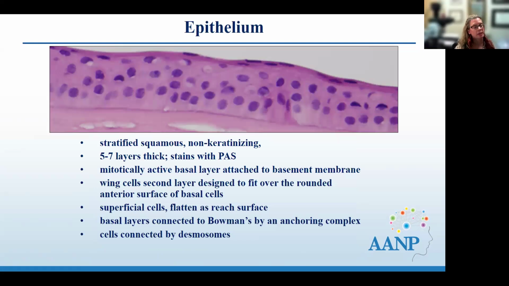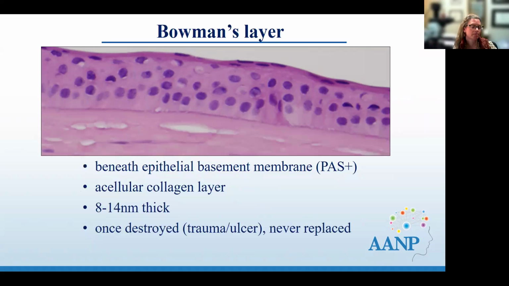So thinking about the epithelium again, it's stratified squamous non-keratinizing epithelium between 5 to 7 layers thick, with that basal layer that can be mitotically active, the wing cells that fit rounded over the top, and then they flatten as they reach the surface. And then those basal layers are connected to Bowman's layer by an anchoring complex, and the cells are connected by desmosomes.